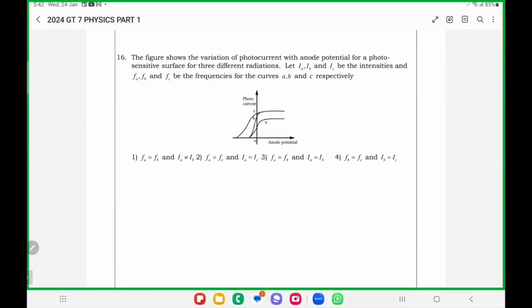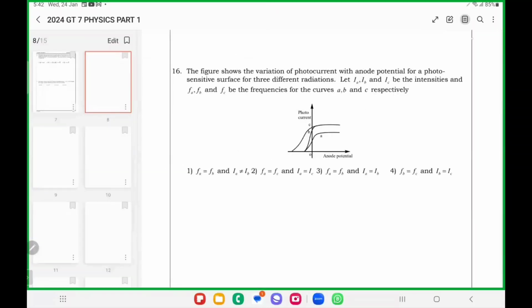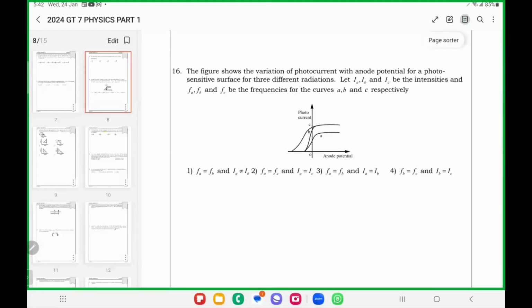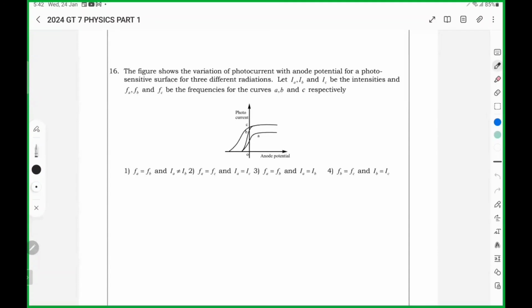As potential increases, electrons come out of the plate. So as potential increases, the current is increasing. After a certain stage, even though potential is increased, there is no increase in the current, that is saturated current.